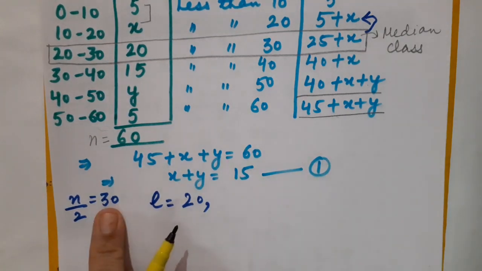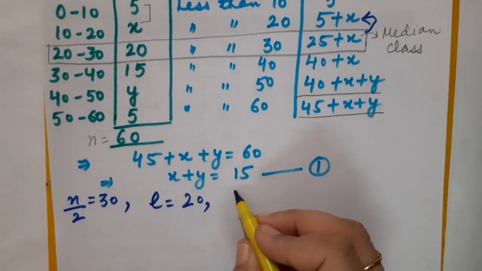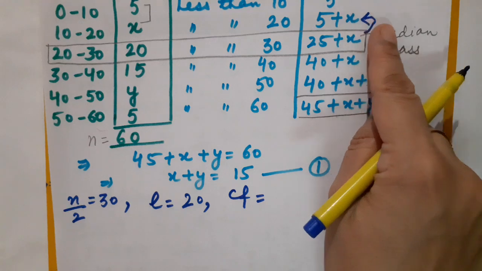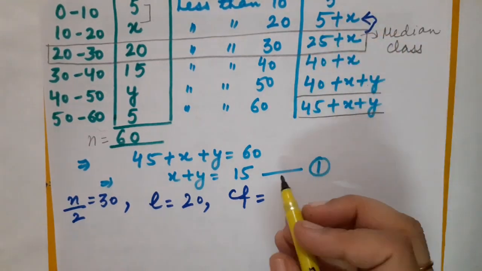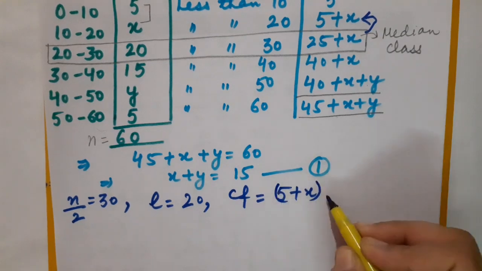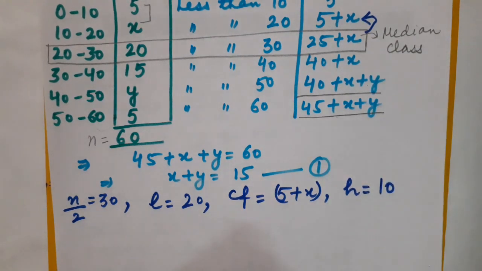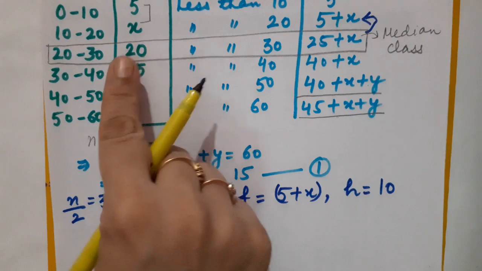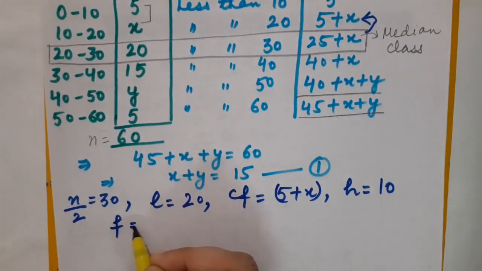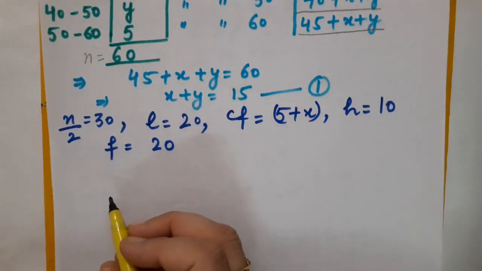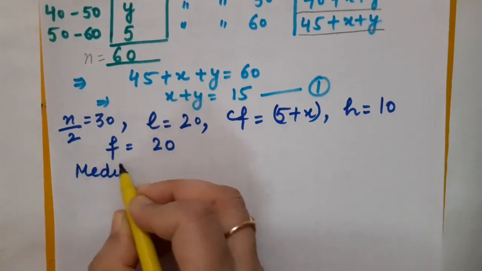N by 2, we know, is equal to 30. Correct? Now cumulative frequency: I have just told you that you are supposed to take the preceding cumulative frequency of the median class, which is equal to 5 plus x. H, which is the class size, is 10. Anything else? Yes, one thing is left. What is that? The actual frequency is left. We are supposed to take the actual frequency of the median class itself. Fine. So frequency must be equal to 20. Got it? Now let us insert these very values in the formula.